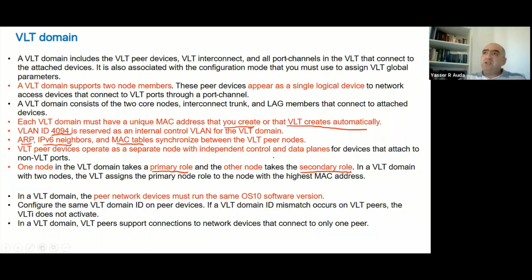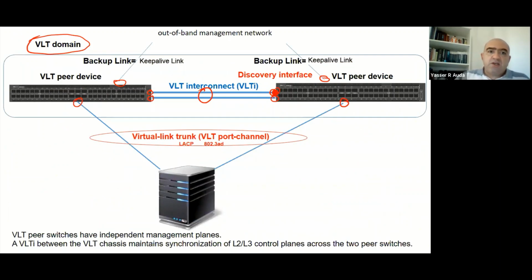So one is the master, and the other is like a standby, or a slave. Which one will be the primary? The one with the highest MAC address. So in the end, this one has one MAC address that represents this switch, and this one has one MAC address that represents this switch. The highest one will be the primary, and the other one will be secondary.